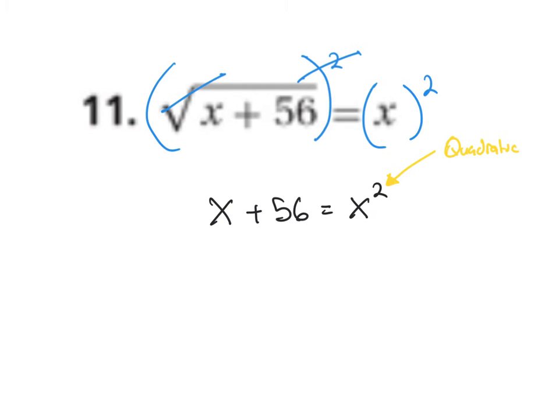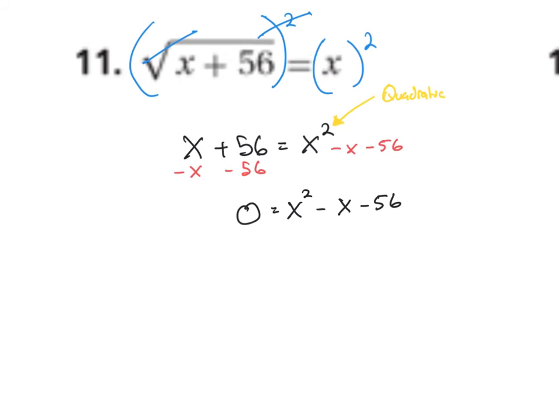quadratic. And so the only way to solve quadratics is to think about some of the techniques. We can do factoring, quadratic formula, completing the square. Most of those require us to get everything on the same side. So here's what I'm going to do. I'm going to subtract that so I can get a 0 on one side. So that means I'm going to subtract x, subtract 56. So it's going to look like this: 0 equals x squared minus x minus 56.